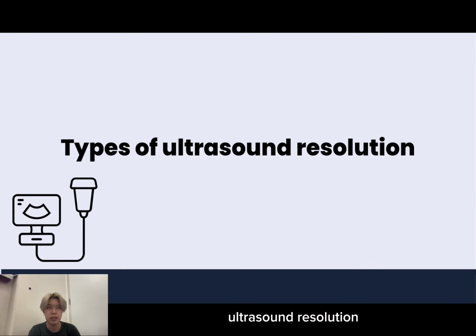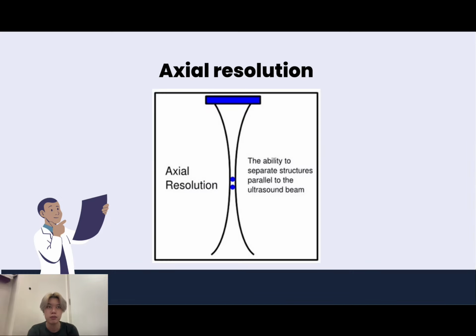The term ultrasound resolution describes an ultrasound system's capacity to differentiate between different structures and generate crisp, detailed images. There are three main types of ultrasound resolution. Firstly, we have the axial resolution. This is the ability to distinguish two structures that are close together along the axis of the ultrasound beam. It is typically expressed in millimeters and is based on the pulse duration.